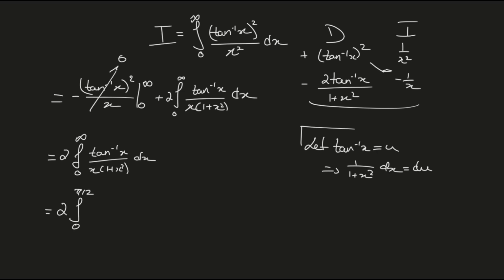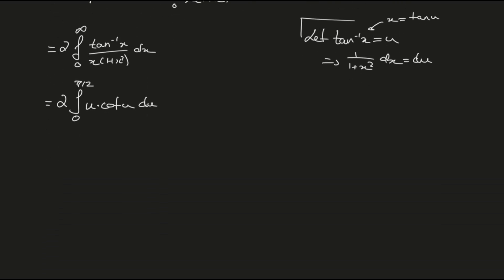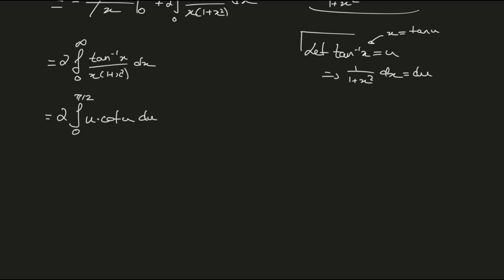So inverse tangent x is u, times 1 by x. If you take the tangent on both sides here, you get that x is equal to tangent of u. So 1 by x is just the cotangent of u. And dx divided by 1 plus x squared is just du. So we have this pretty interesting looking integral.